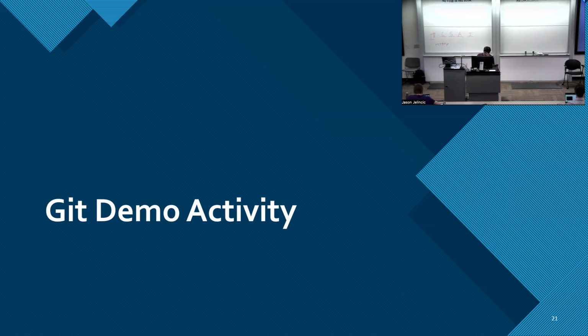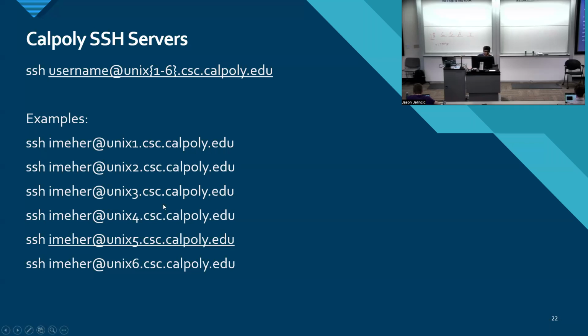So we're gonna be going into the Git demo activity right now. And what we'll be doing in this demo activity is setting up Git on our remote machines. At Cal Poly, each of us has access to several remote machines, and those are titled Unix 1 through Unix 6. If you make changes on one remote machine, then you'll be able to see your changes on another. And it's pretty nice. Many of your professors might require you to work on these machines for assignments, because they have specific configurations that you'll need for submission of assignments.